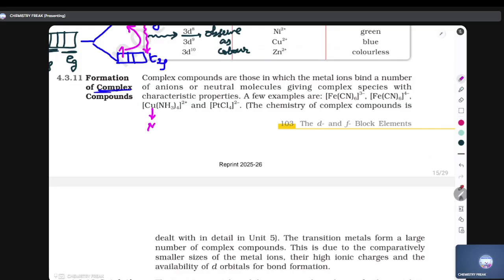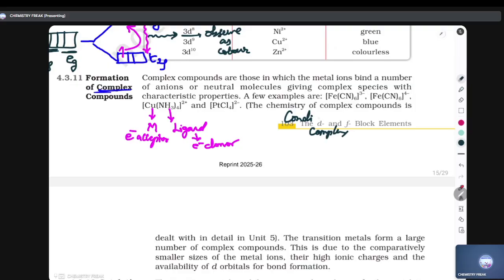This is the metal and this is the ligand. Here, what happens, sir? The metal is acting as an electron acceptor and the ligand is an electron donor. The metal is accepting electrons from the ligands. Sir, why do d blocks form very strong and good complexes?